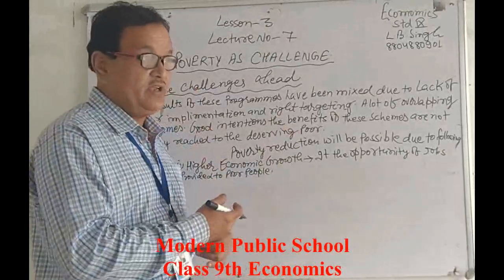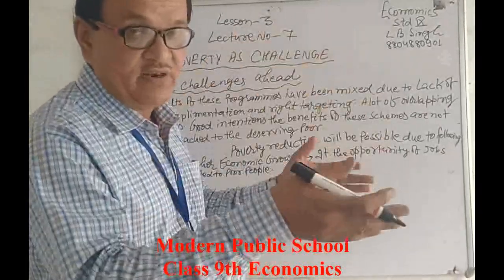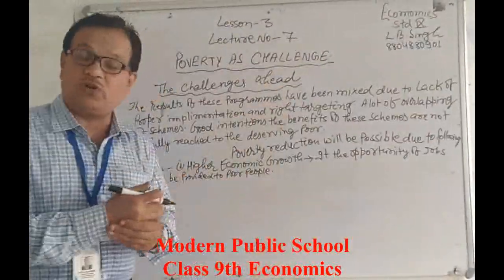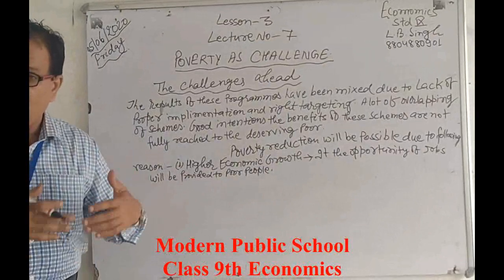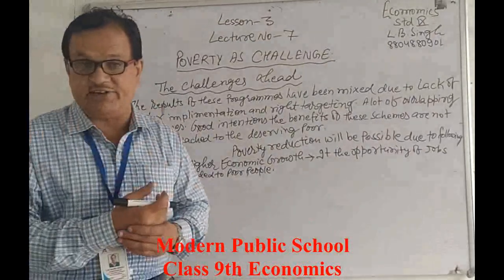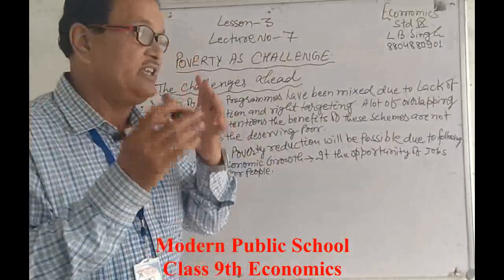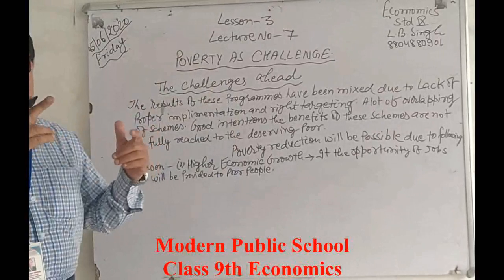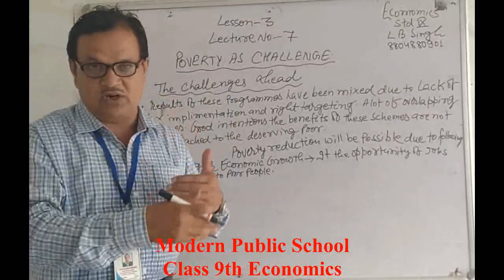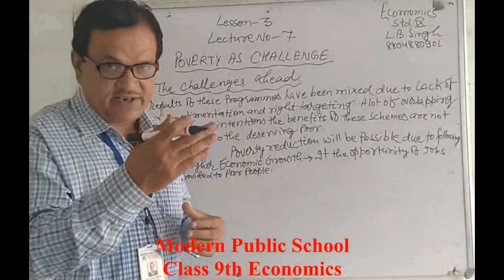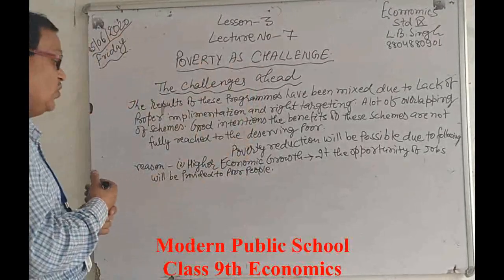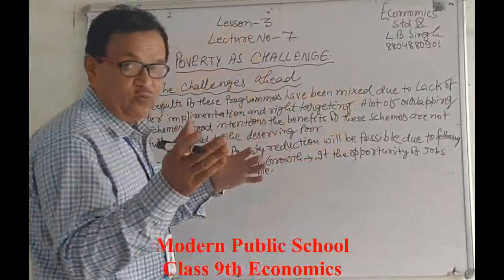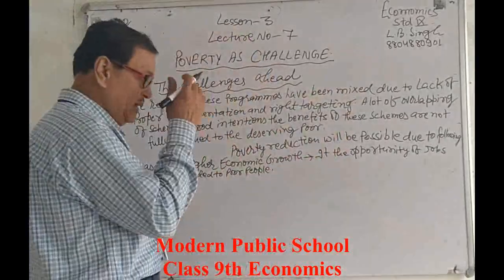That means the economy of our country will increase if there is opportunity of jobs for the poor people. How will the opportunity of jobs come? If a lot of factories, small scale industries, cottage industries are provided by the government, naturally the income of the poor people will increase and our economy will also grow. So with the help of economic growth, we can remove poverty from our country.